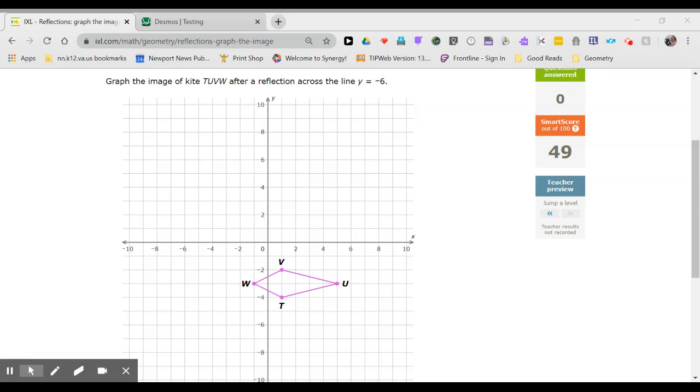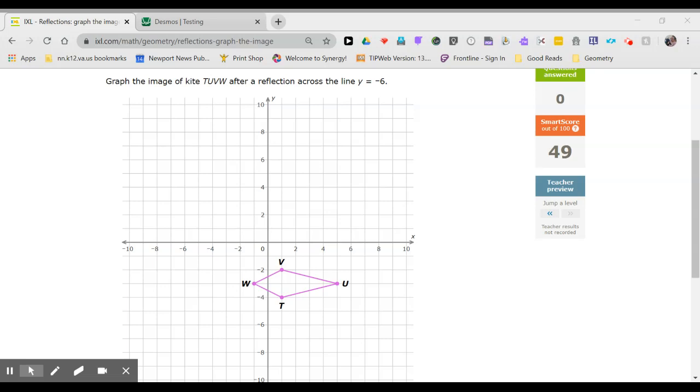In this IXL, they ask you to graph the image given a reflection across a specific line. That line could be an x-axis, a y-axis, x equals a number, y equals a number, y equals x, or y equals negative x. In this video, I specifically want to talk about how to handle y equals a number or x equals a number, because those are the more difficult reflections to graph.